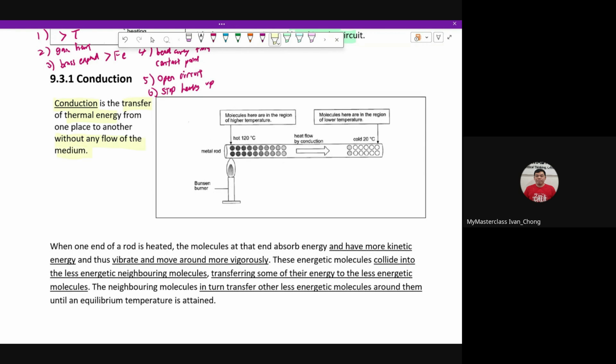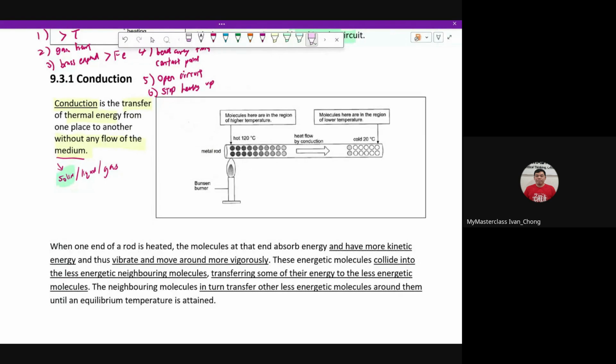What this means is that the medium can be a solid, liquid or gas, and the particles will not actually move. They will just vibrate about their fixed position. They won't actually move from place to place. Most of the time, when we talk about conduction, it's mostly in solids, but conduction can still take place in liquids and gases as well.